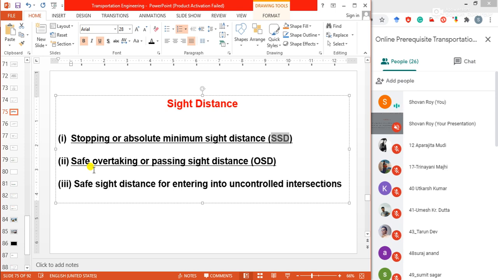A driver traveling at the design speed should be able to safely overtake slower vehicles at reasonable intervals without causing obstruction or hazard to traffic of the opposite direction. This OSD will come in the next class. In today's class we will discuss the stopping or absolute minimum sight distance, and how we can analyze this SSD.